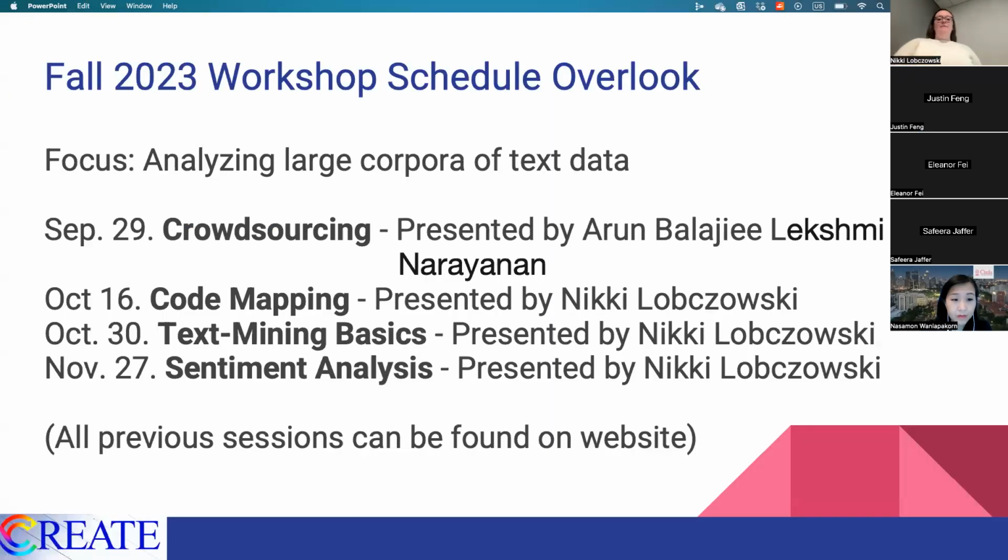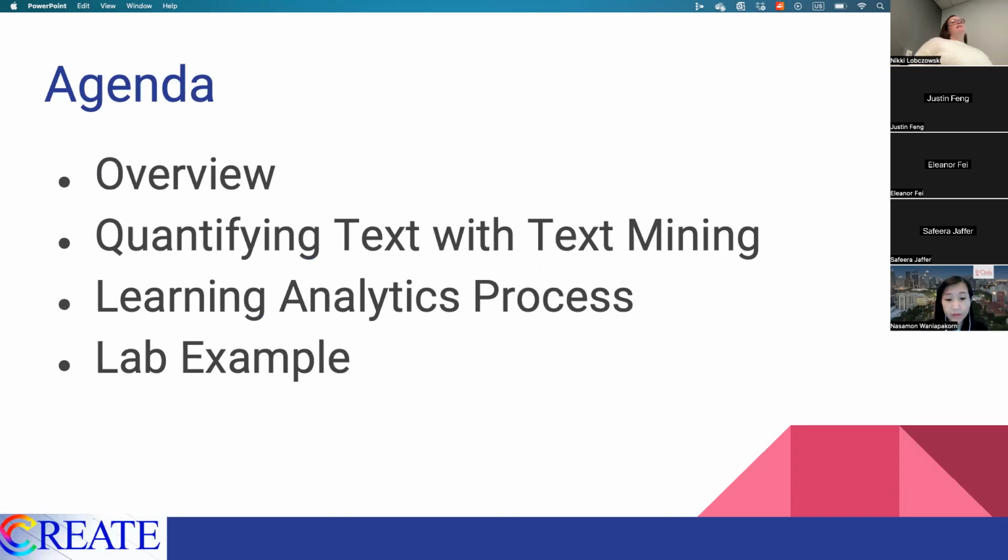Methods from the Create Lab. So far this semester, we're focusing on analyzing large corpora of text data. We've done the crowdsourcing and the code mapping, and those are both available on my website in the resources tab. Today, we're going to cover text mining basics, and then next month, we're going to be doing some sentiment analysis based off of today's. So just as an agenda, we're going to do a quick overview.